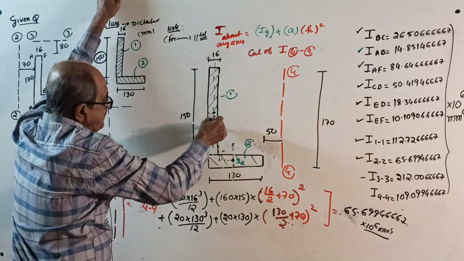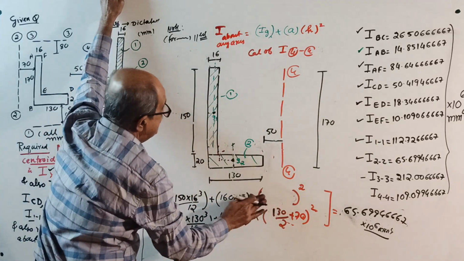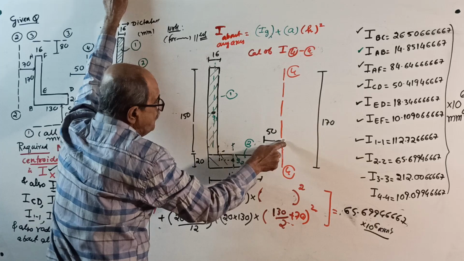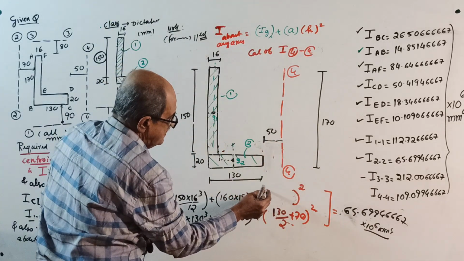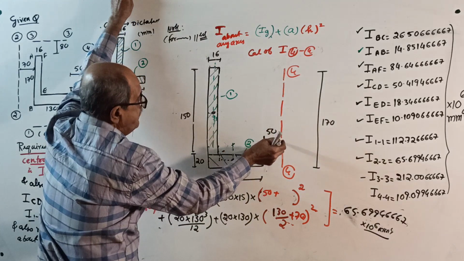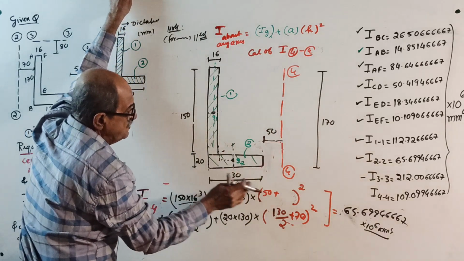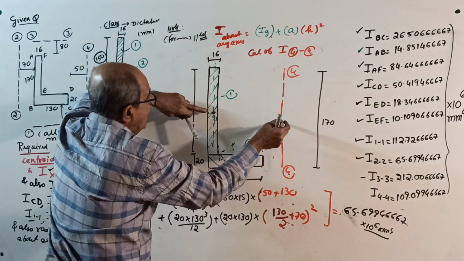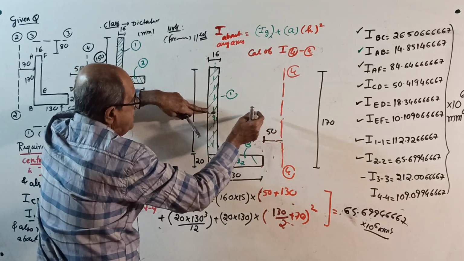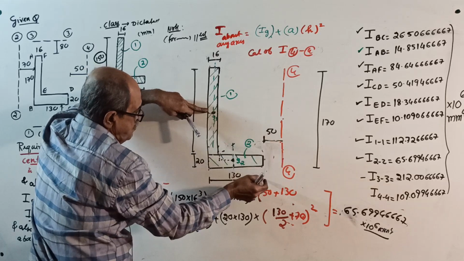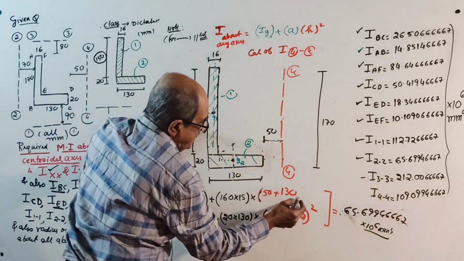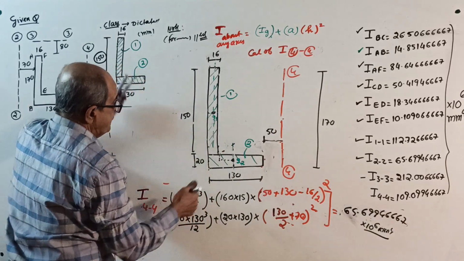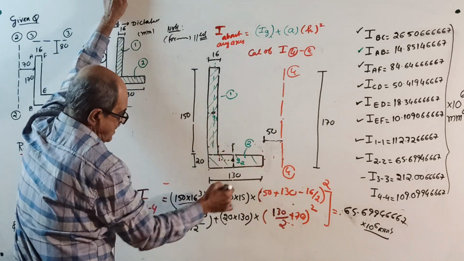I about its own axis here, area into, from centroid to 4, 4, this distance square is 50 plus another 50 plus 130. 50 plus 130 will give you from here up to here. See, 50 plus 130 minus 16 by 2, minus 16 by 2 whole square. Plus here, I about its own axis, already over.